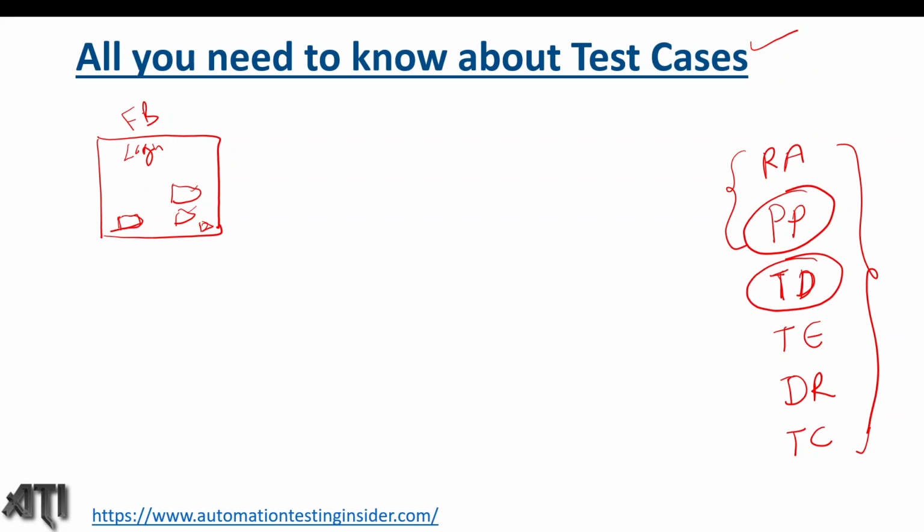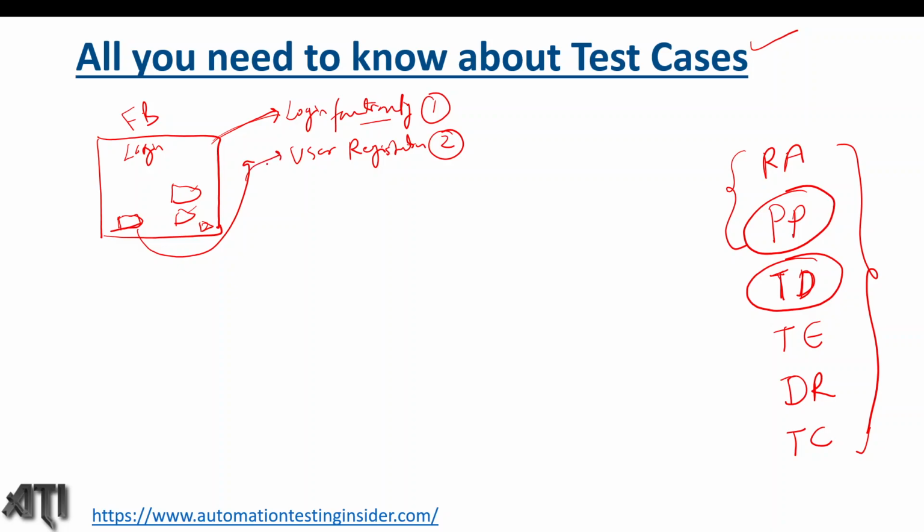So what is the functionality here? We have this login functionality, correct? So this is nothing but one test scenario. What is a test scenario, guys? Basically, a test scenario is any functionality that can be tested. Here login is the functionality which we need to test, so this is one scenario. Another scenario could be the sign up page, which is user registration. So we have two scenarios over here: one is the login functionality scenario and another one is user registration.